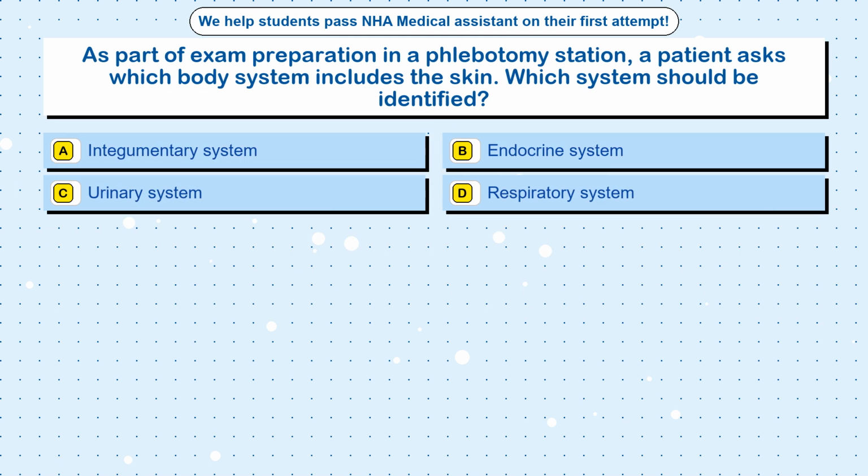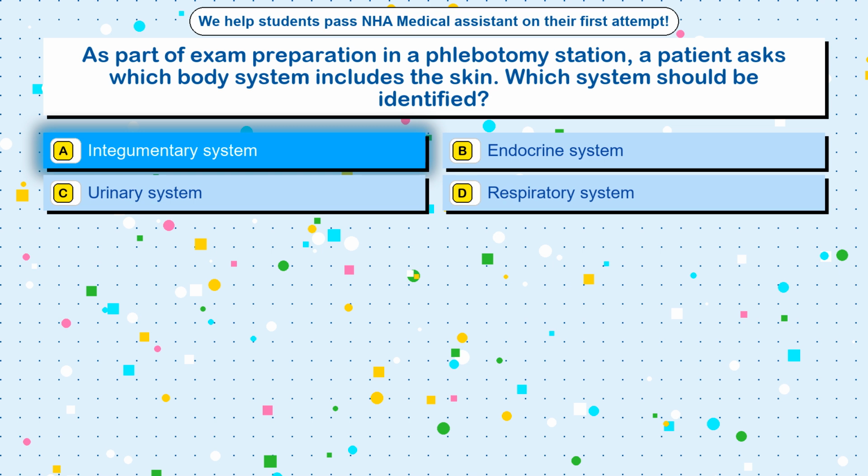Question 20. As part of exam preparation in a phlebotomy station, a patient asks which body system includes the skin. Which system should be identified? Option A. Integumentary system. Option B. Endocrine system. Option C. Urinary system. Option D. Respiratory system. The correct answer is option A.